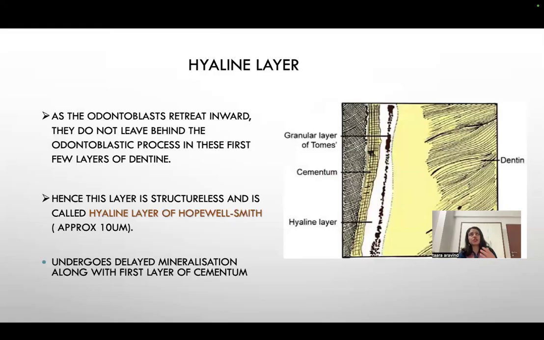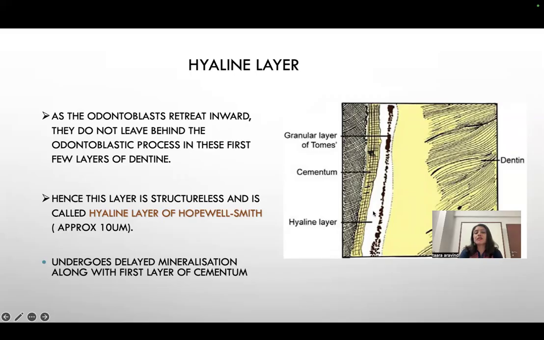So usually in the coronal dentin, as the odontoblasts start laying down the dentinal matrix, the odontoblasts move pulpward and leave behind the odontoblastic process. But unlike coronal dentin, in radicular dentin, as the odontoblasts start secreting the organic matrix, what happens is that as the odontoblastic cells move pulpward, they do not leave behind the odontoblastic process in these first few layers of dentin.